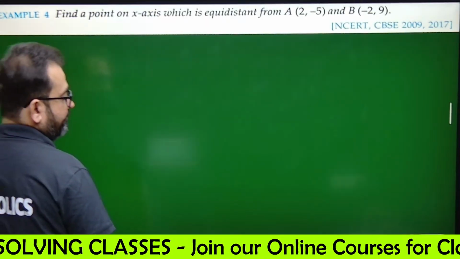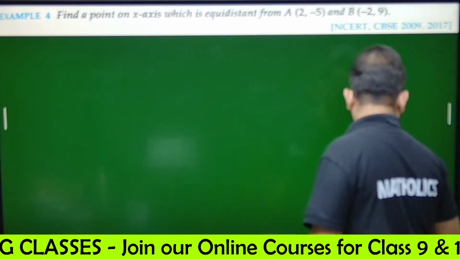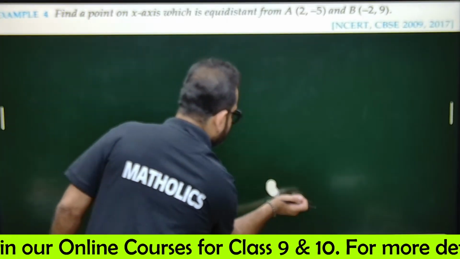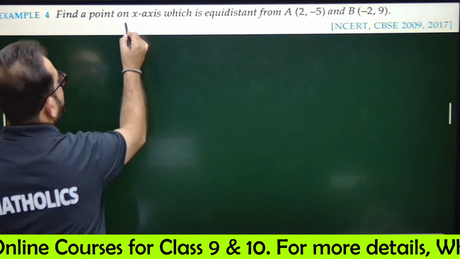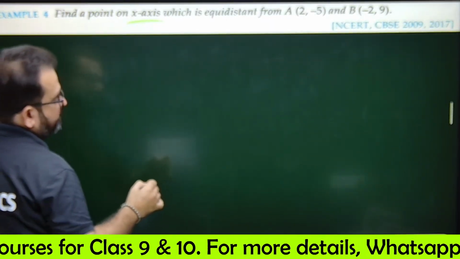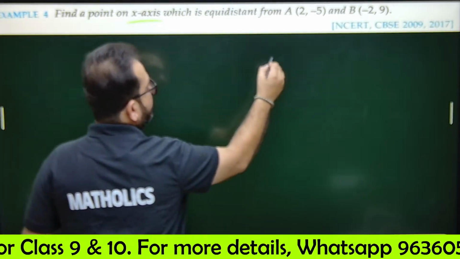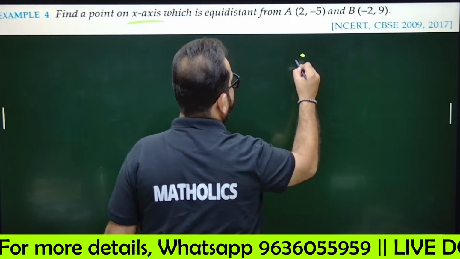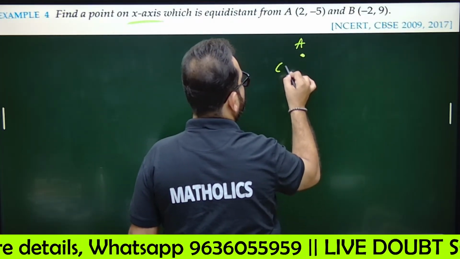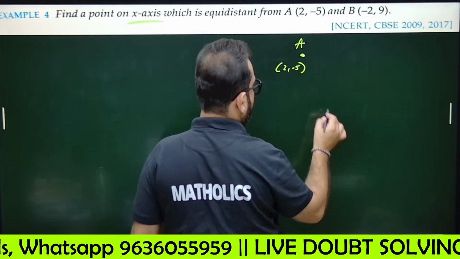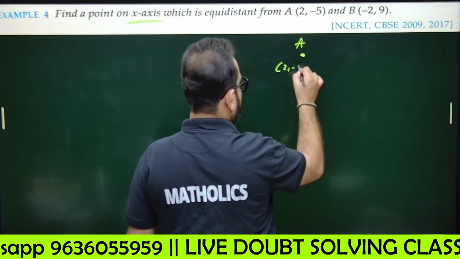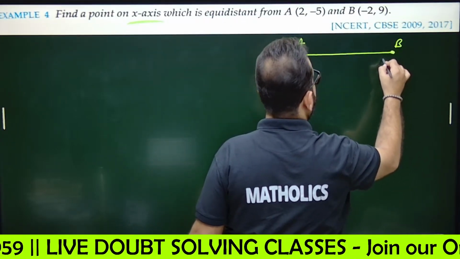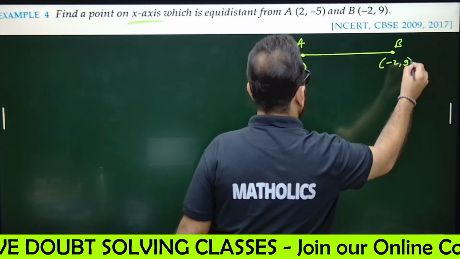What does the question say? Find a point on the x-axis which is equidistant from these 2 points. So we can name the 2 points. One point is A, this is (2, -5), and this point is B, which is (-2, 9), right?